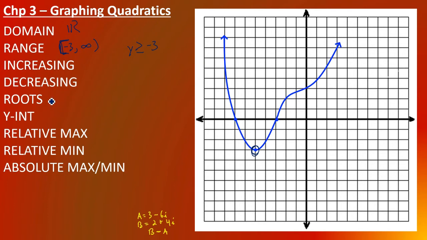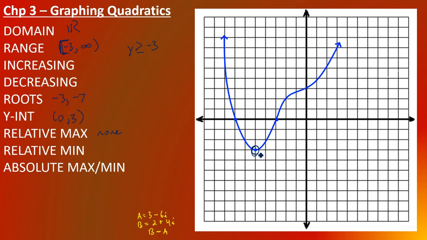Roots. I'll do the increasing, decreasing last. So roots, I have negative 3 and looks like negative 7. Y-intercept looks like I have 3. So remember, y-intercept is where x is 0, and the roots are where y is 0. Relative max, none. I don't have any. I have this weird little thing going on right here, but it actually doesn't have a hump right there.